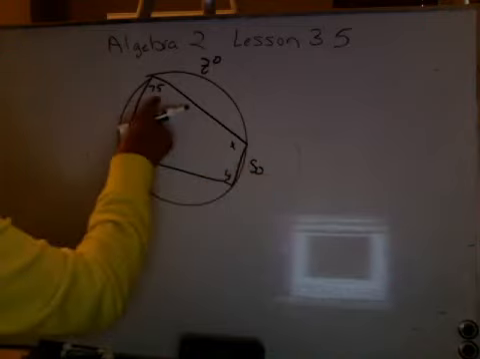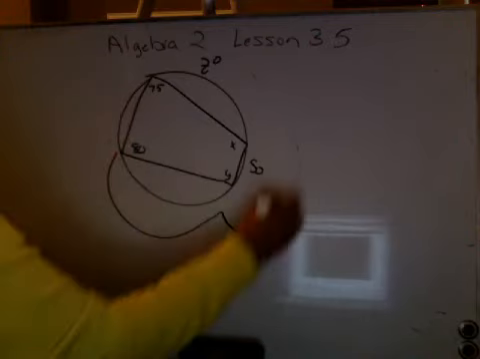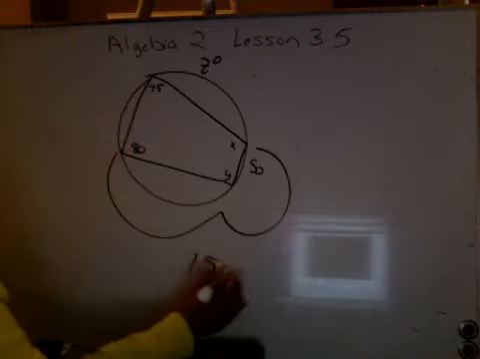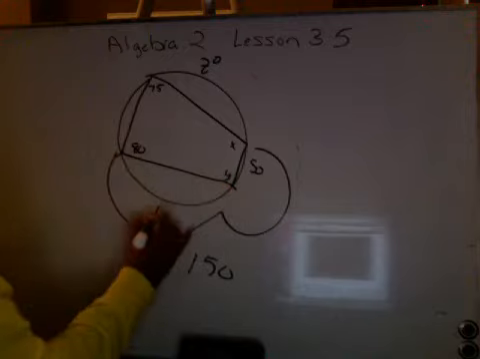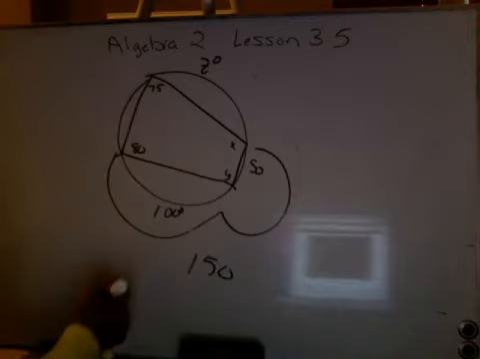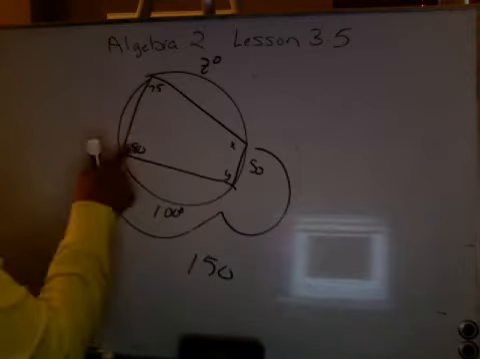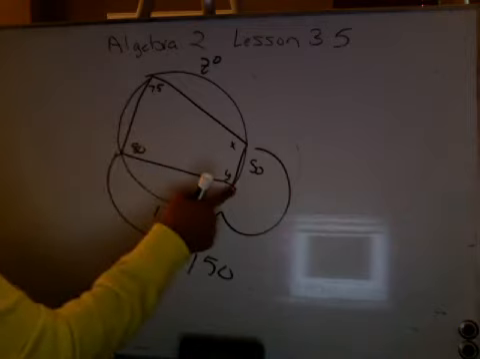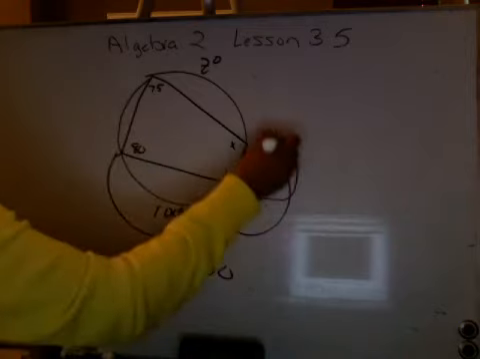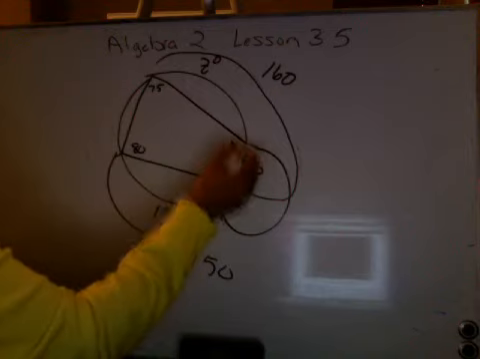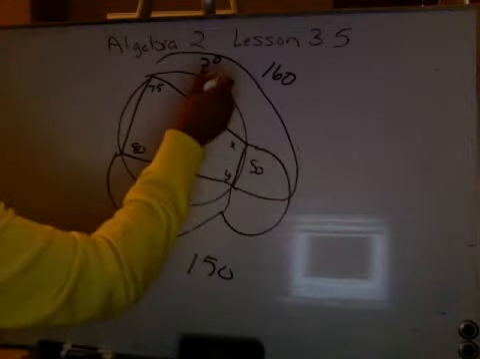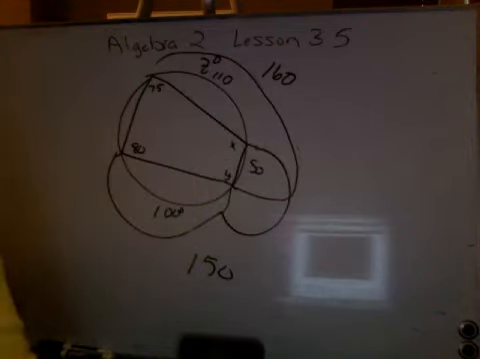Well, this is 75. We know that from here to here is 150, right? So from here to here is 100 degrees, because 100 plus 50. All right? So we know that from here all the way to here is 160 degrees. So if this is 50, this is going to be 110. Z is 110. You see that?